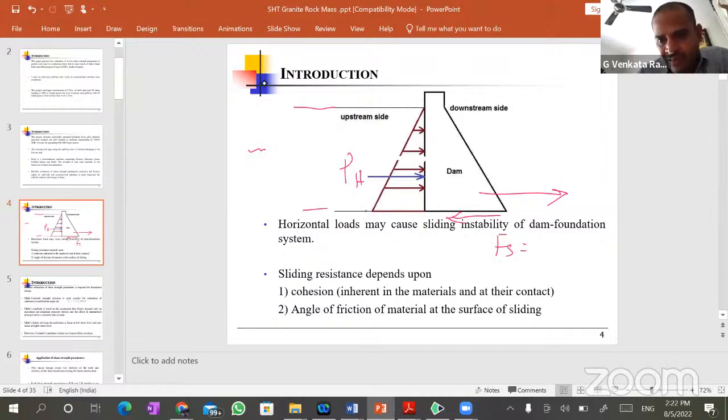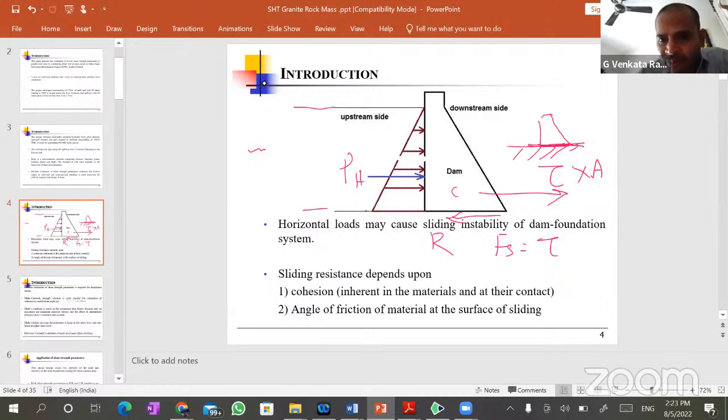This resistance force is equal to the shear strength between the base rock foundation and the concrete. This is concrete, this is rock. So the interface is like this. This is, for example, the rock strata. This is the concrete dam. So this is the main weakest plane. There is some friction between these two contact surfaces. That frictional force is nothing but a shear force, into the contact area A.